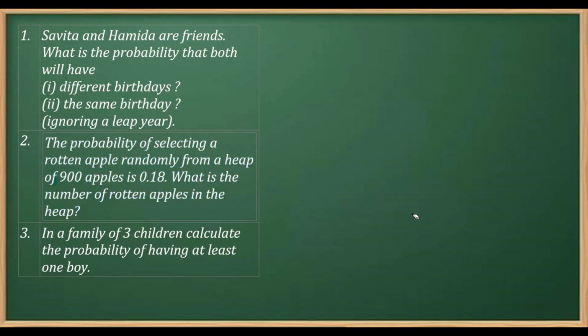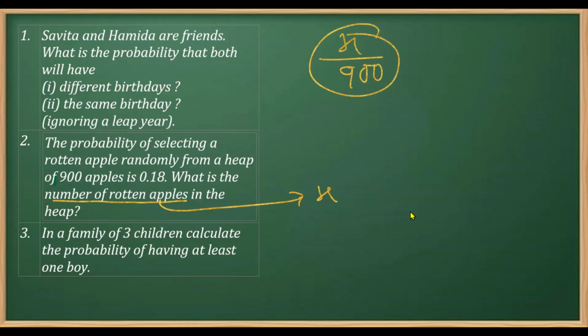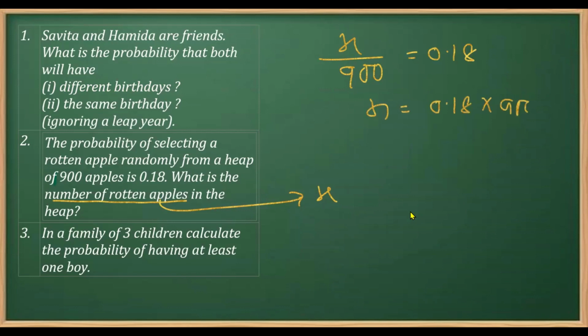So what we are going to do is take the number of rotten apples as, say, X. And if I ask you what is the probability of getting a rotten apple, then you should say that there are X rotten apples and a total of 900. That should be the probability of getting a rotten apple, and whose probability is already given to us as 0.018. So using cross multiplication, 0.018 multiplied by 900.